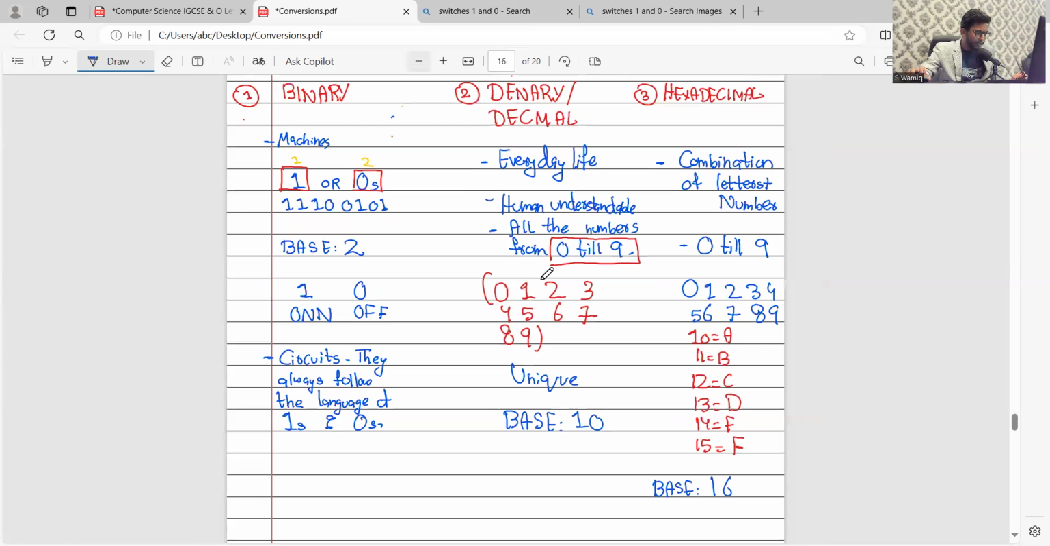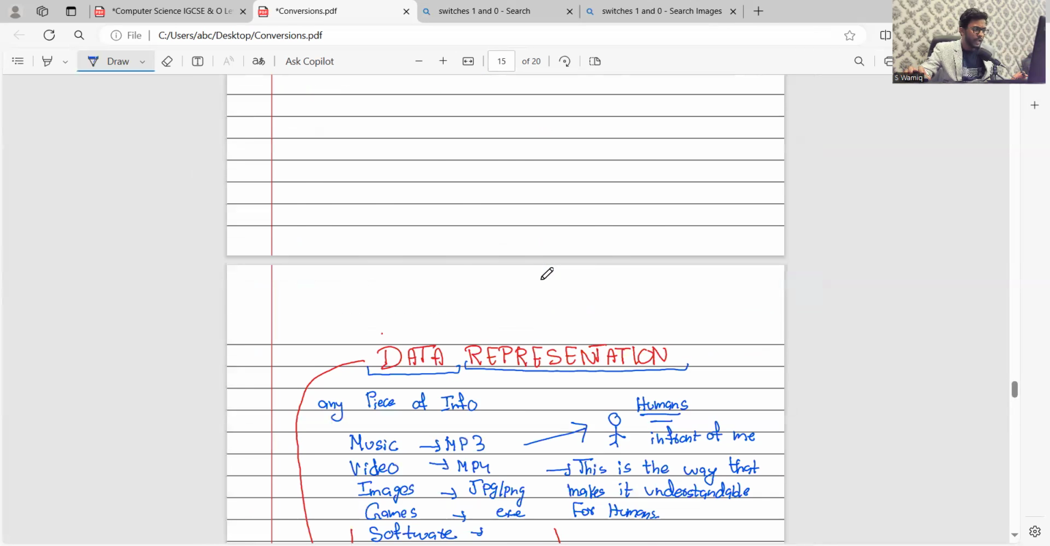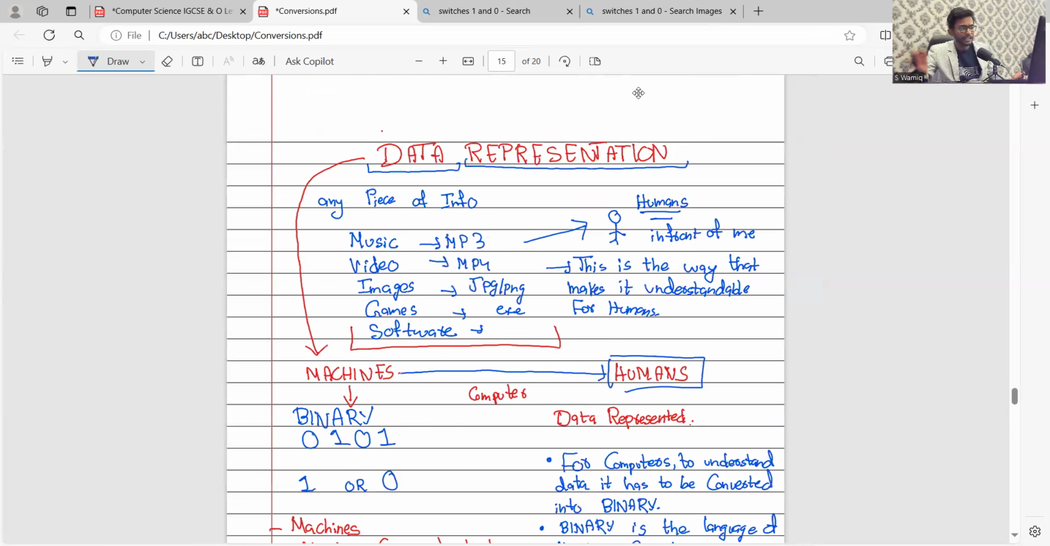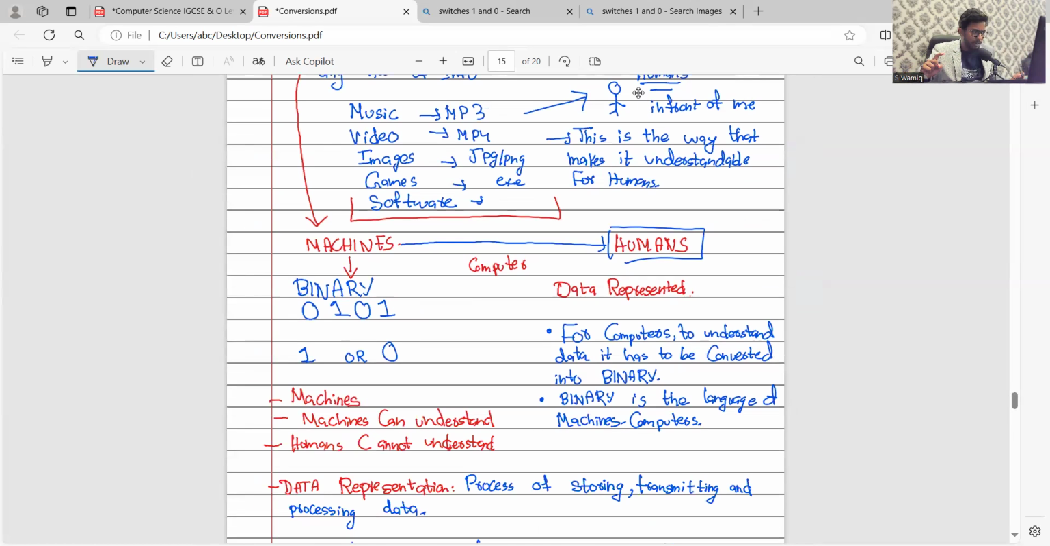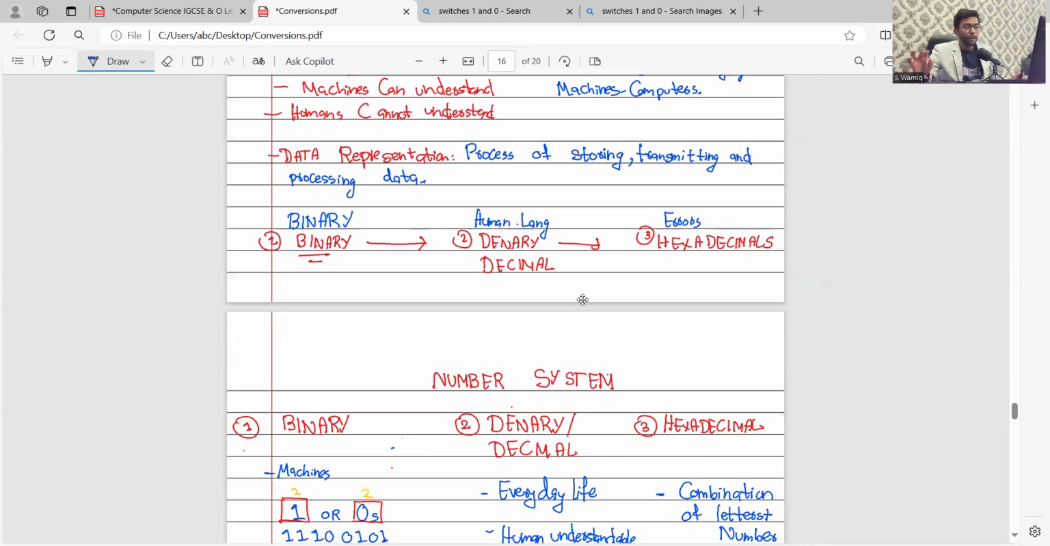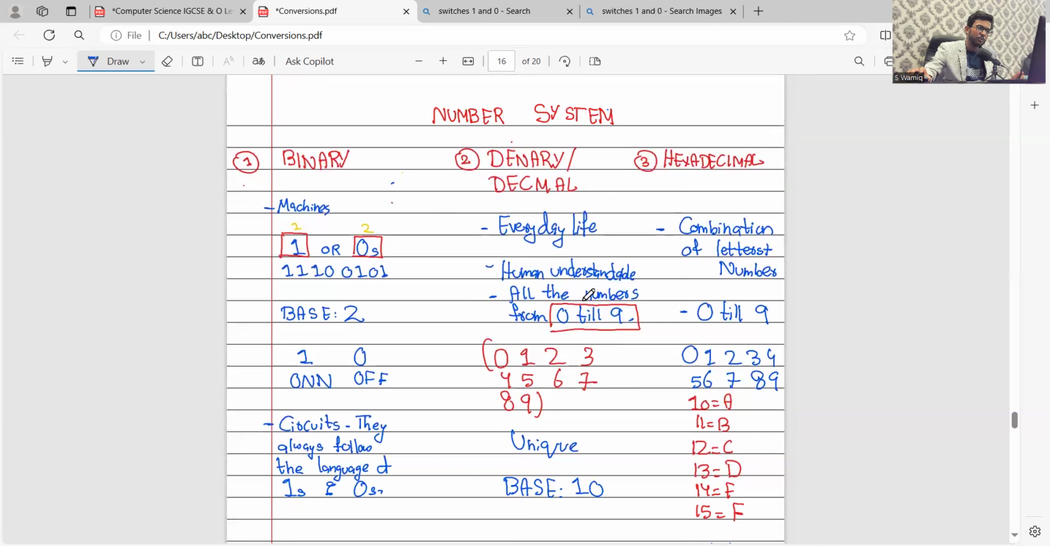So I hope it's clear to all of you what data representation is, how your data is represented to you in the real world, but at the same time is transmitted into machine code so that it is only understandable by machines. What is data representation? In data representation, we have three number systems: binary, denary, and hexadecimal.